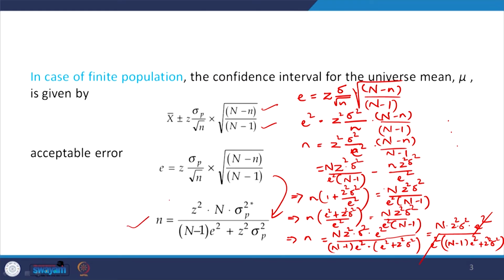So, finally, our small n is equal to Z square times capital N, which we have already defined, and sigma square, divided by (N minus 1) E square plus Z square and sigma square. So, this is the final n. This is the equation derived, and I have presented before you a systematic derivation. Now, based on this we can apply it for any calculation.